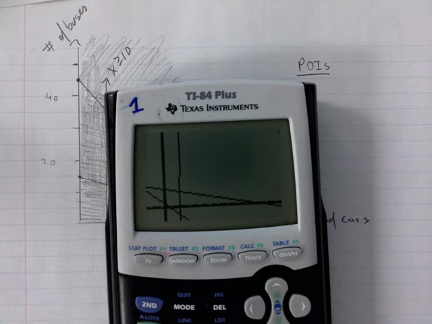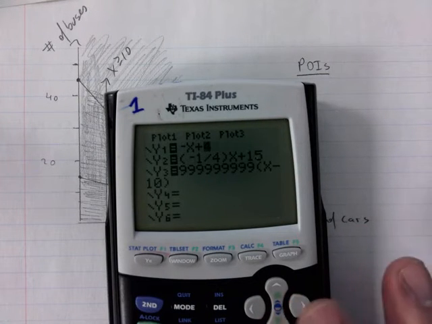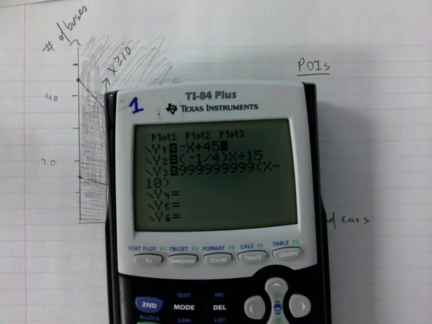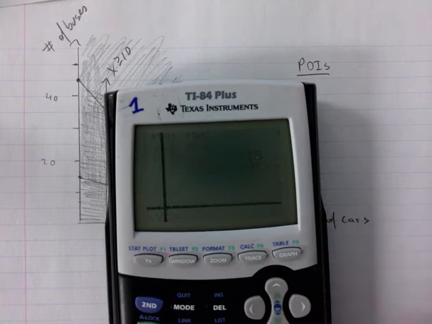Something isn't right there. Oh, did you see that? I forgot the 5. So that's why you check your graph when that happens, which happens all the time. You've got to be careful. So let's see. This looks more like it. Yeah. So here's the problem.